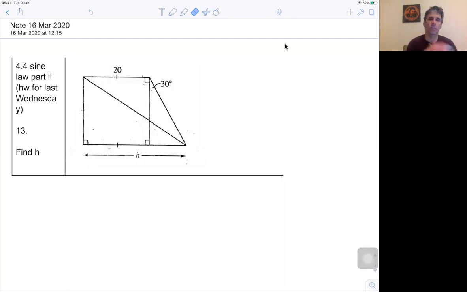Okay, this is question number 13 from the worksheet called Sine Law Part 2, which was due last Wednesday, and it has created a bit of problems. So let's give this one a solution.